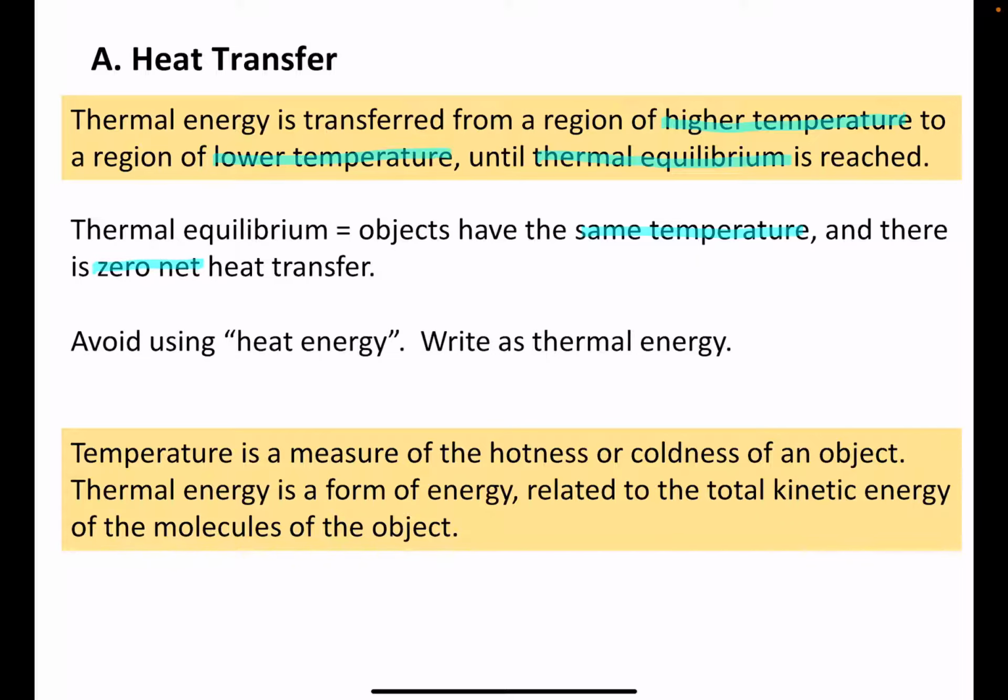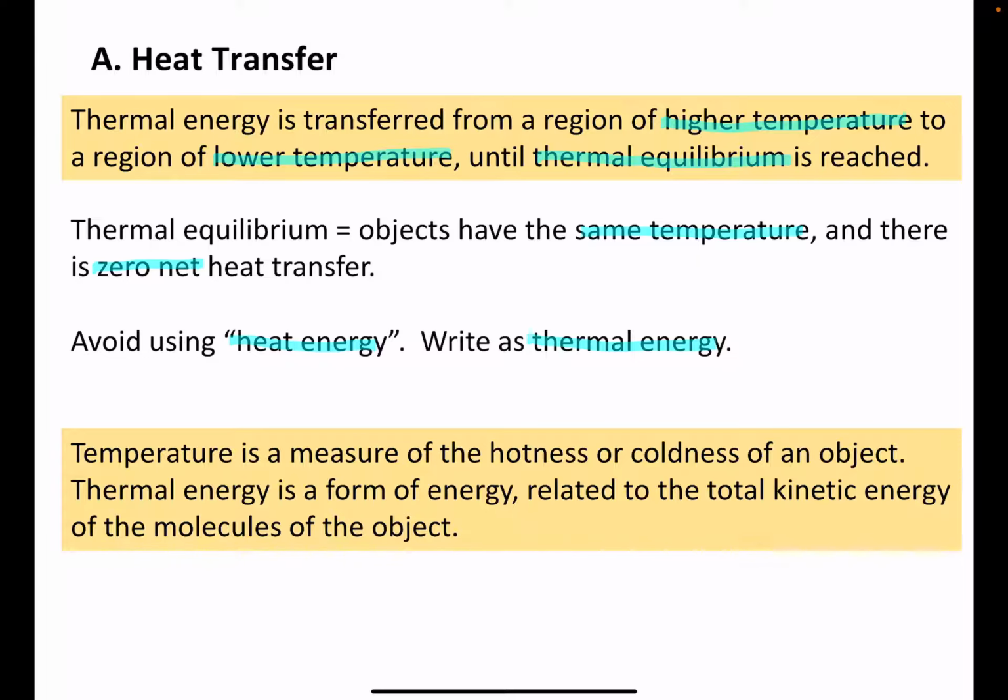Now, it is important that you avoid using the term heat energy because heat is already a form of energy, so we do not say heat energy. It is recommended that you write heat as thermal energy. Alright, so use thermal energy rather than heat.